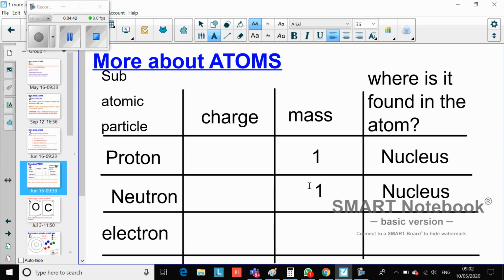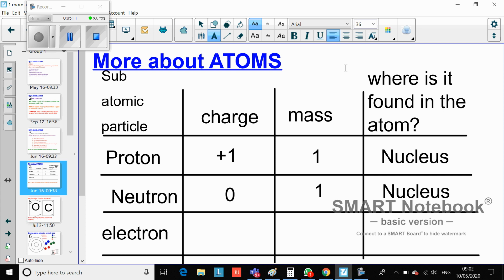Now, this is where it gets a bit different. Protons have a positive charge, a charge of +1. Neutrons, as the name suggests, are neutral. So their charge is 0. They have no charge, neither positive nor negative. Now, the electron is slightly different.